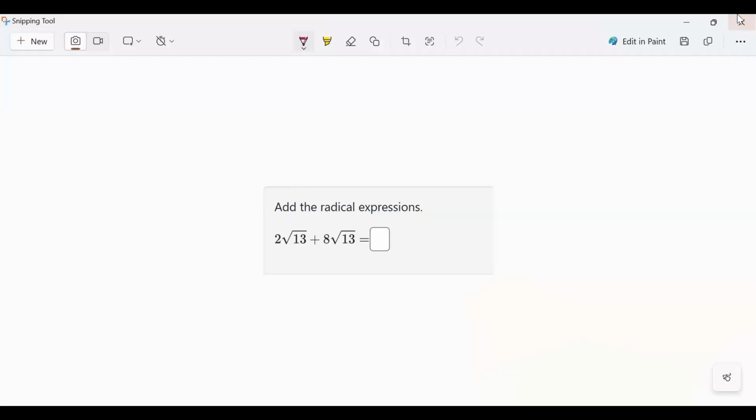Say we have a times square root of x plus b times square root of x. Typically you can factor out a radical x. One way to look at it is this: you factor that out and then put a and b together. So basically it's a plus b times square root of x.